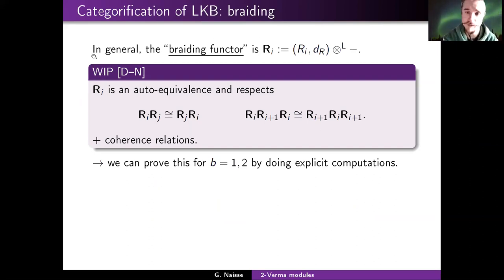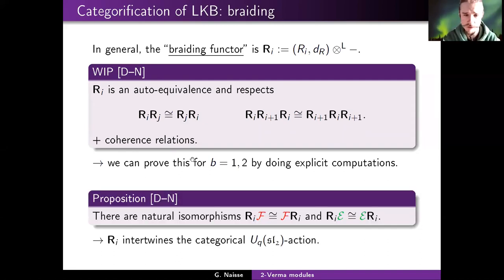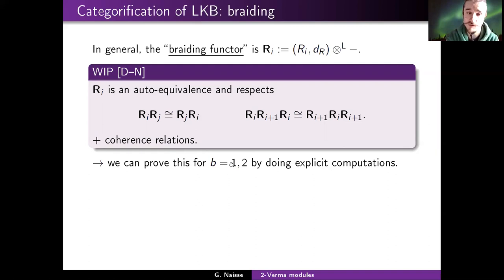And so currently, this is still a work in progress, but we are working on showing that in general, this gives you an auto-equivalence and that it respects the braid group relation up to quasi-isomorphism. And also, we would like to show that it respects some higher coherence relations that would allow us to say that we really have a strong categorical braid group action. But like I said, because the formula gets quickly very complicated, it's actually hard to show this in general. But for the moment, what we can do, of course, is restrict, like I said, to one black strand or two black strands. And then we can just do things by hand and show that indeed we have the quasi-isomorphism we want.